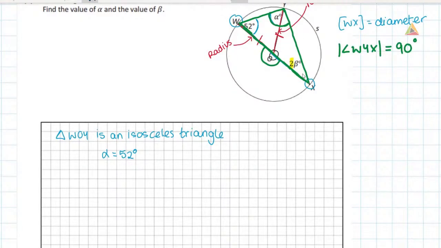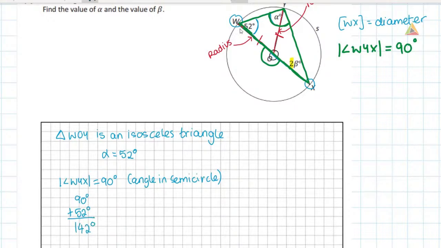So when I look at this green triangle, I now know two of the angles in this triangle. I know that the size of the angle from W to Y to X is equal to 90 degrees because it's an angle in a semicircle. And when I add the 90 degrees to the 52 degrees, I'm going to get 142 degrees.